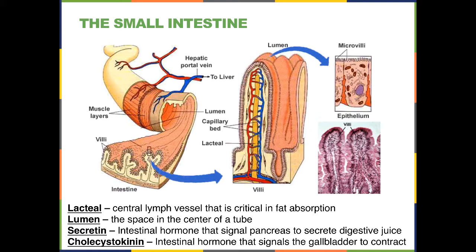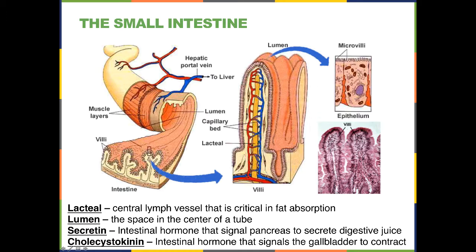So here we have the lumen of the small bowel. To point out here, first of all, you have this central area that's a lymphatic vessel. This is called a lacteal. And the central lacteal is important in the absorption of fats. This lacteal is where fat, once it's been absorbed, ends up going. The lumen of the bowel, which is the space in the center of the tube, is where all the material is.